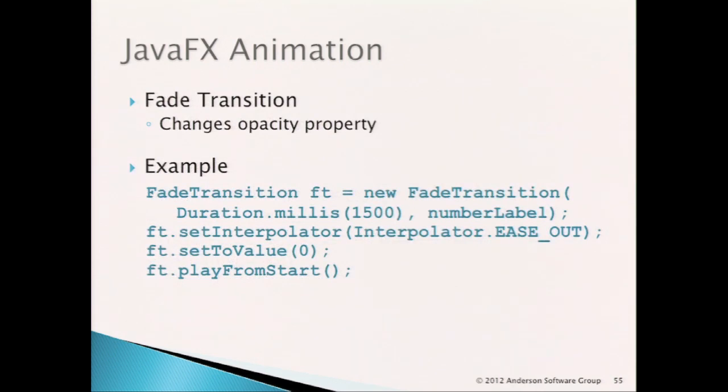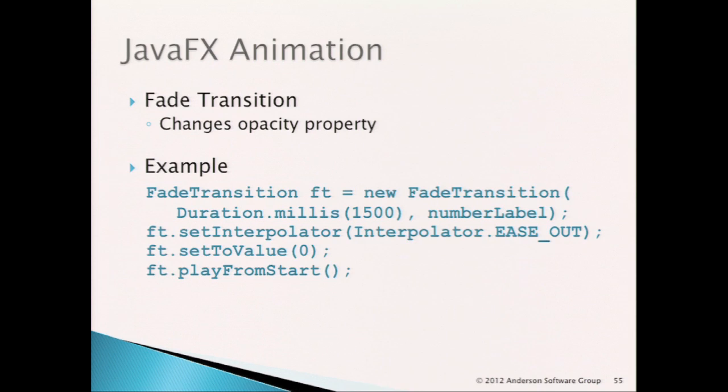We just want to give you guys a little bit of code here to show you how easy it is in JavaFX to do these kinds of animations. A fade transition allows you to change the opacity property. And opacity of 0 is completely transparent, which means it's not visible, and 1 is completely opaque.